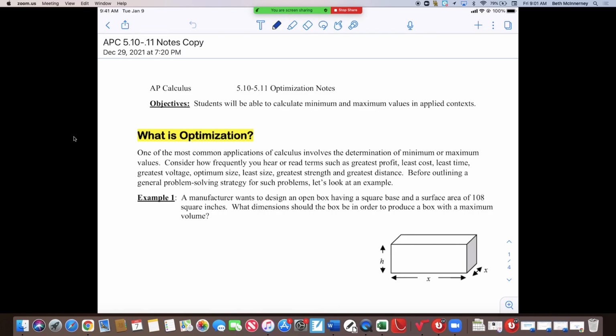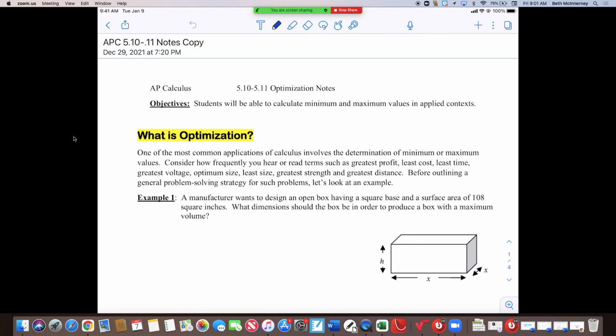Consider how frequently you hear or read terms such as greatest profit, least cost, least time, greatest voltage, optimum size, least size, greatest strength, and greatest distance. Before outlining a general problem-solving strategy for such problems, let's look at an example.